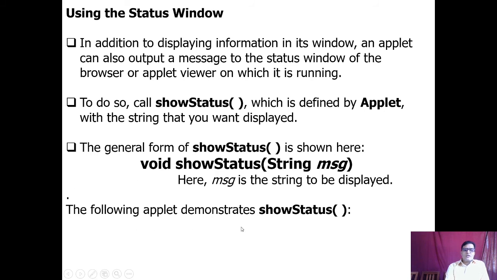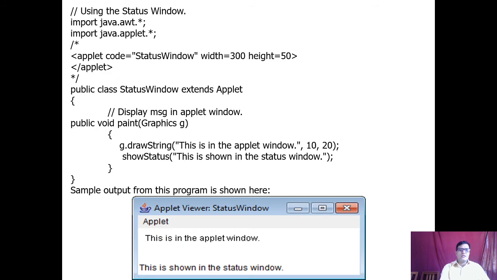The following applet demonstrates the showStatus method. Here is a sample example, by which you will identify the showStatus method. Import java.awt.*, import java.applet.*, and the applet code tag is very important. Here the code attribute is important; you are supposed to follow the name of the class. What is the name of the class? StatusWindow. Now we write public class StatusWindow extends Applet.